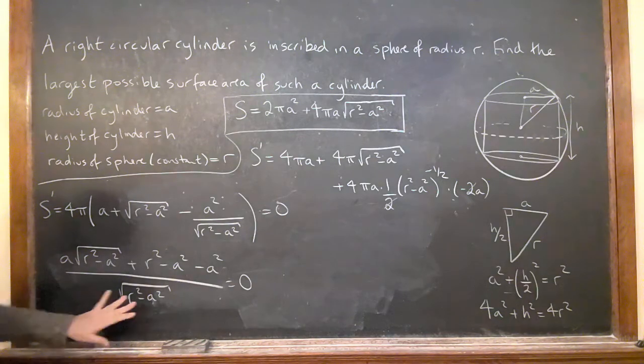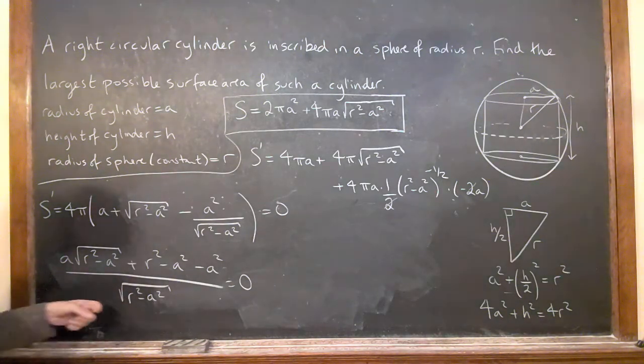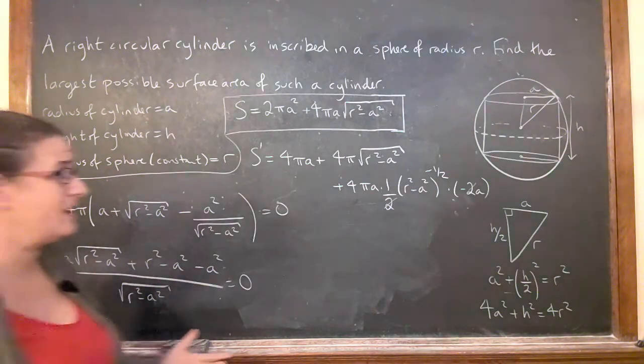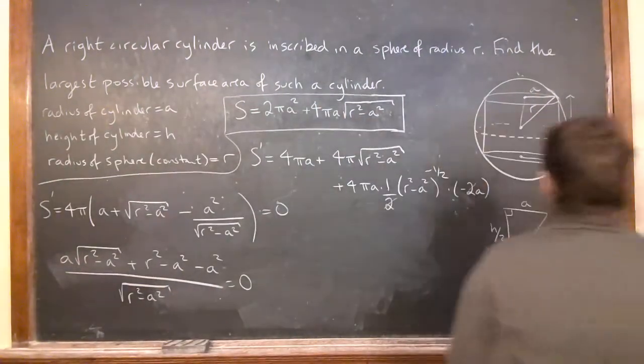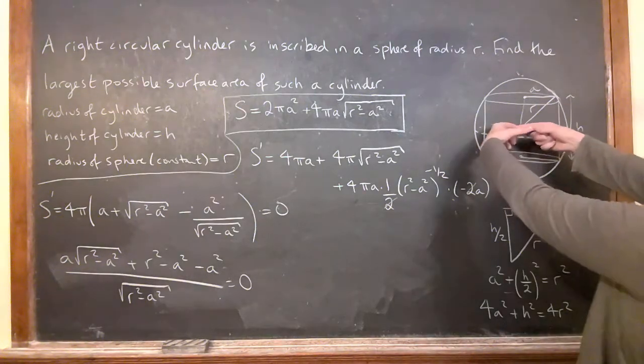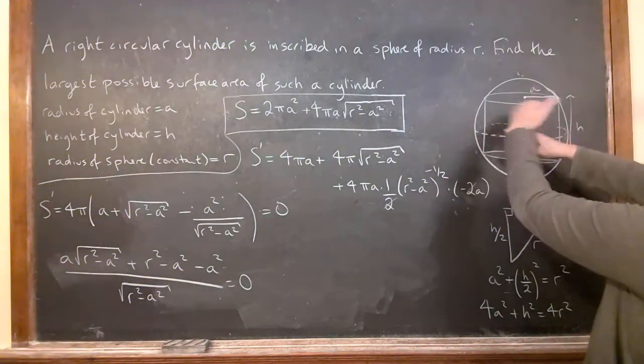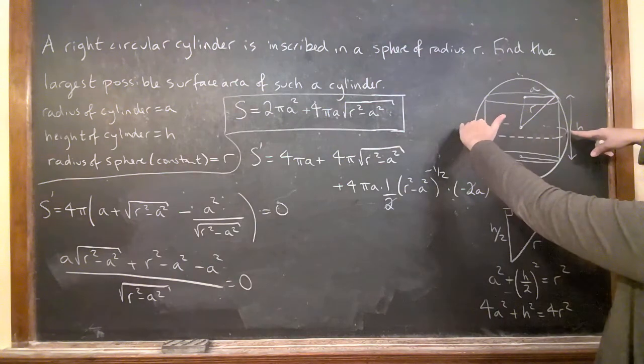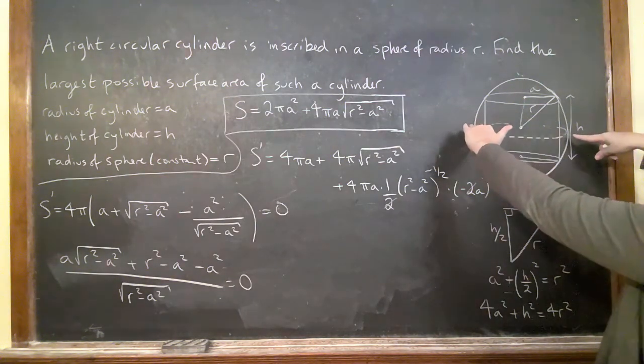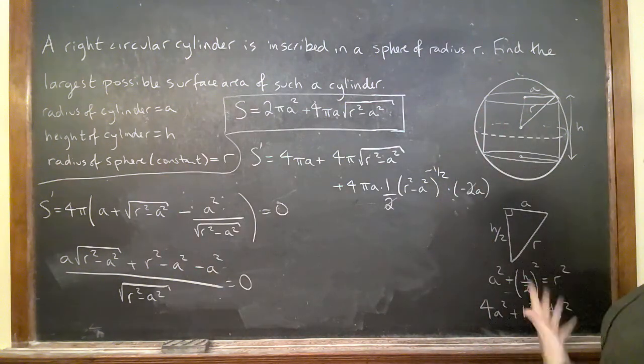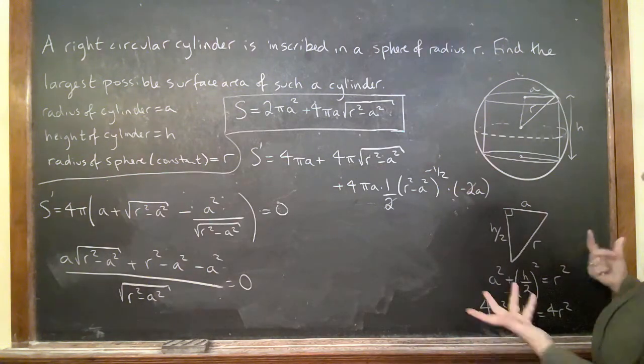All right, obviously this has an issue when r is equal to a. What would r equal a be? R equal a would be my cylinder has no height, right? It's just like that plane right there, like that circle in the middle. So that's like the one limiting case.